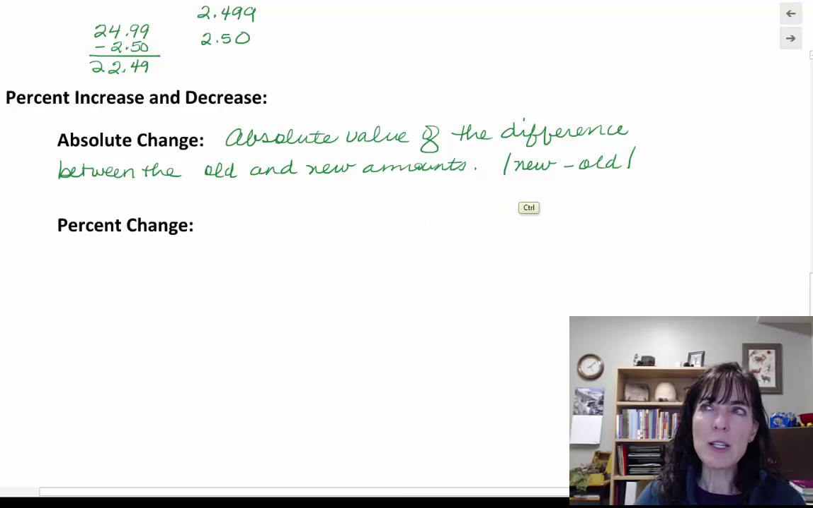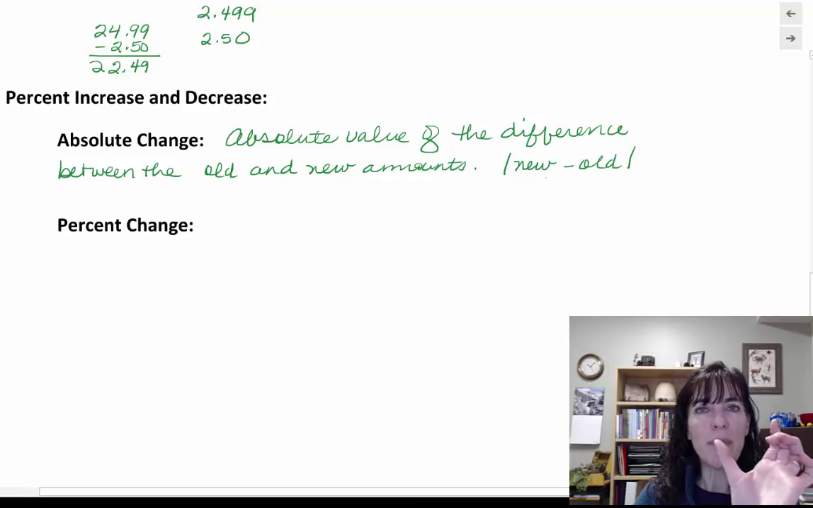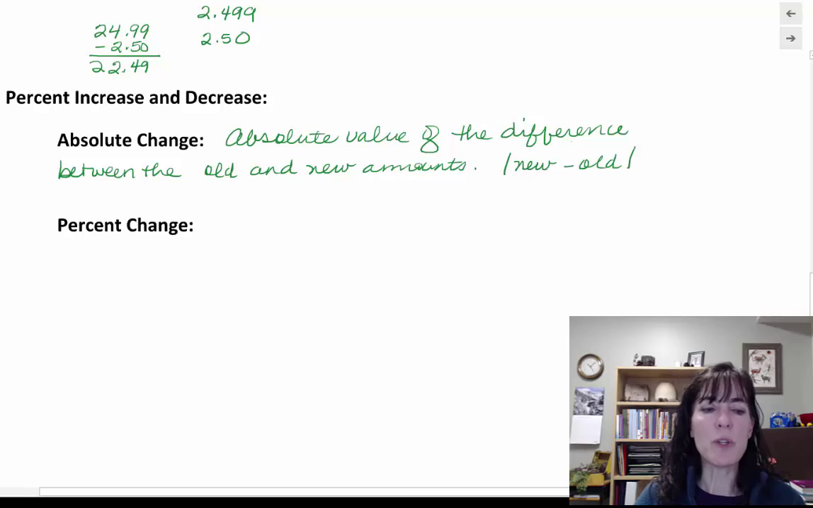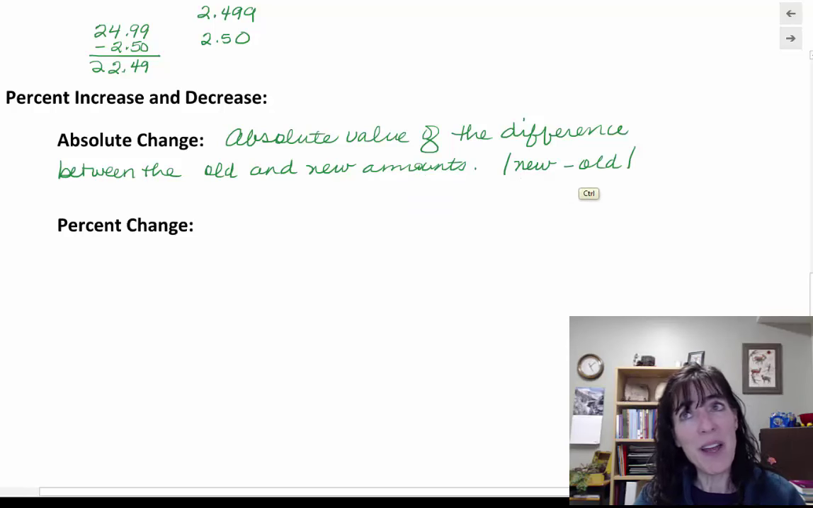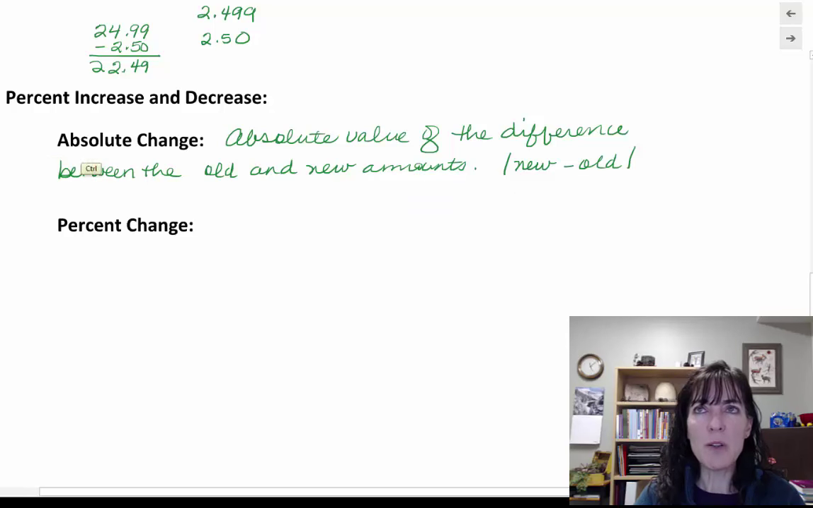And what that lets us do mathematically is show an expression like new minus old, and we don't have to care if the new value is bigger or if the old value is bigger. We'll get the same actual distance between those two values because we just drop any negatives that we come up with. And that's absolute value. So that's the absolute change. It's the exact distance between the starting and the finishing, the old and the new values, with no regard to the sign.